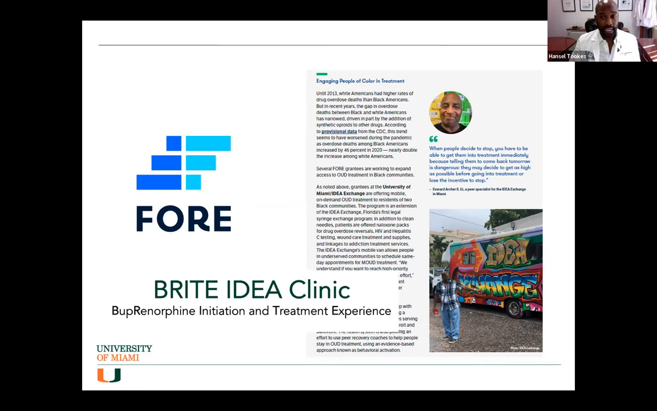And this is in direct opposition to the punitive recovery culture in Florida. And we have seen a total of 161 people since its inception, and 53% are retained at 3 months. So this has been going very well.